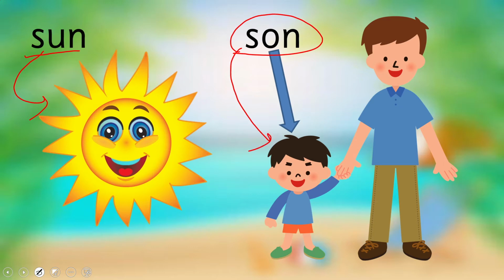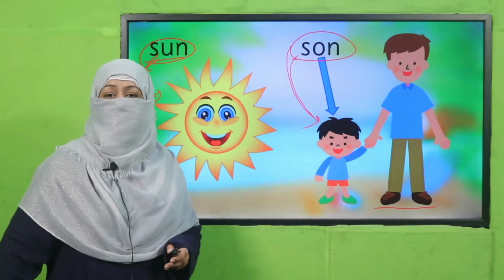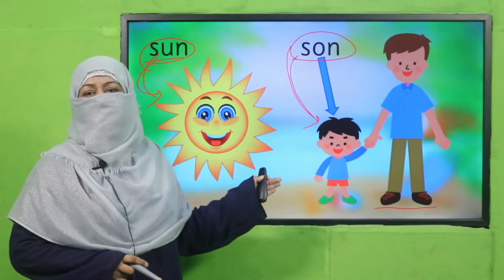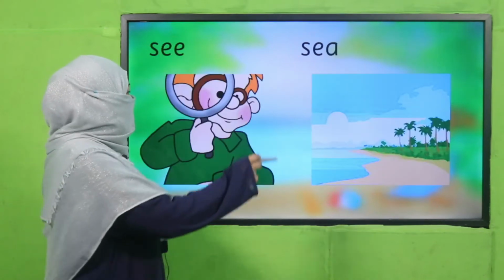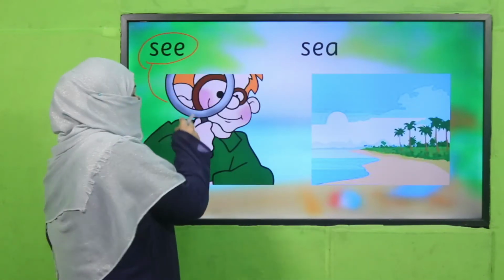A boy, a son, is going with his father. So this sun and this son, their spellings are different, but we pronounce them the same. Their meanings and spellings are different. They are homophones. The other example is see, as I just gave you.